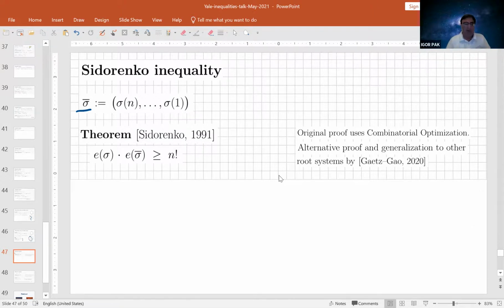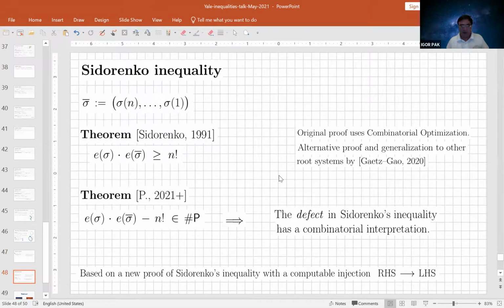However, all the proofs are difficult. The original proof used combinatorial optimization, and recently Christian Gaetz and Yibo Gao found a different proof which generalizes to other root systems, but it is still rather difficult. So this is the final slide. What I can show is that in this case, you actually do have a combinatorial interpretation.